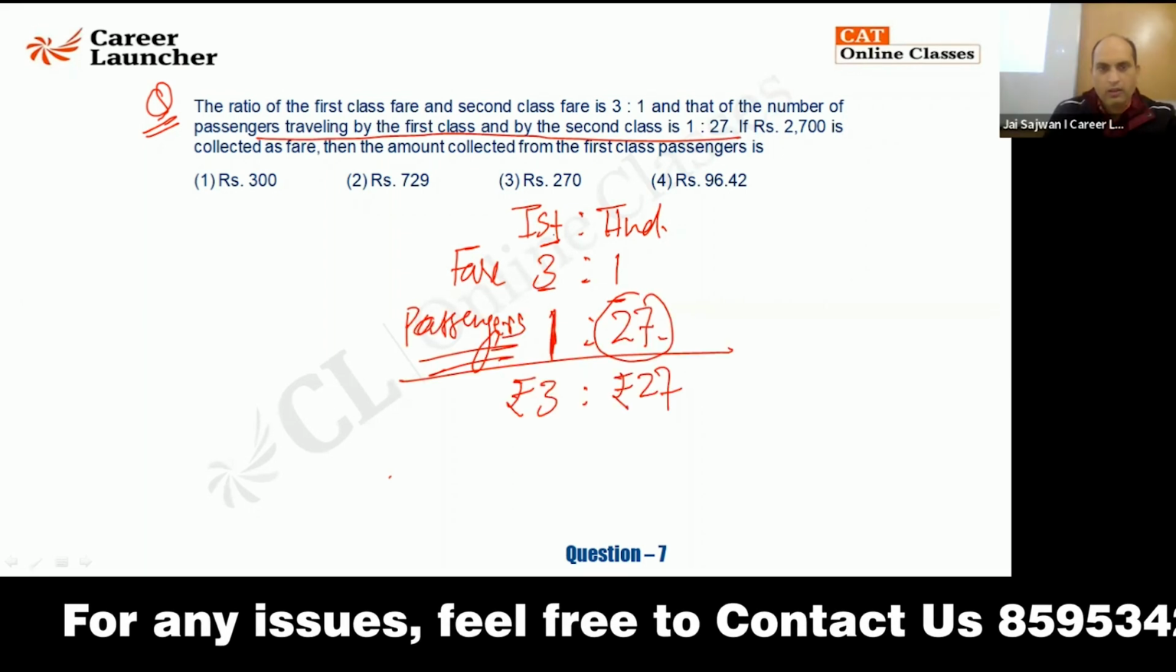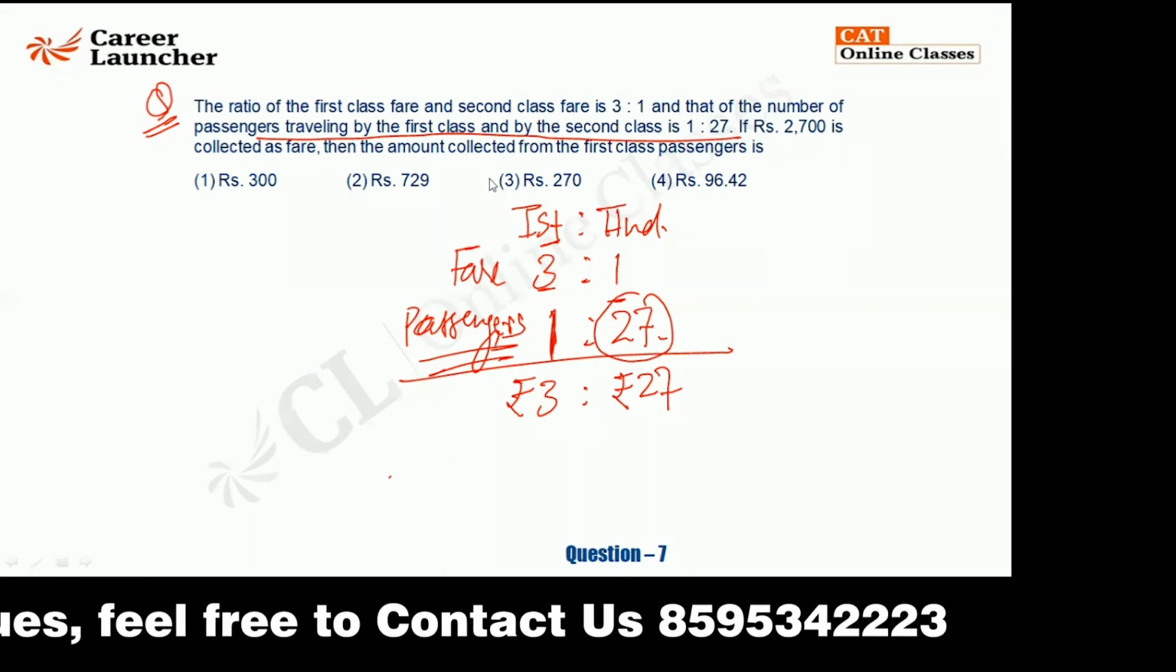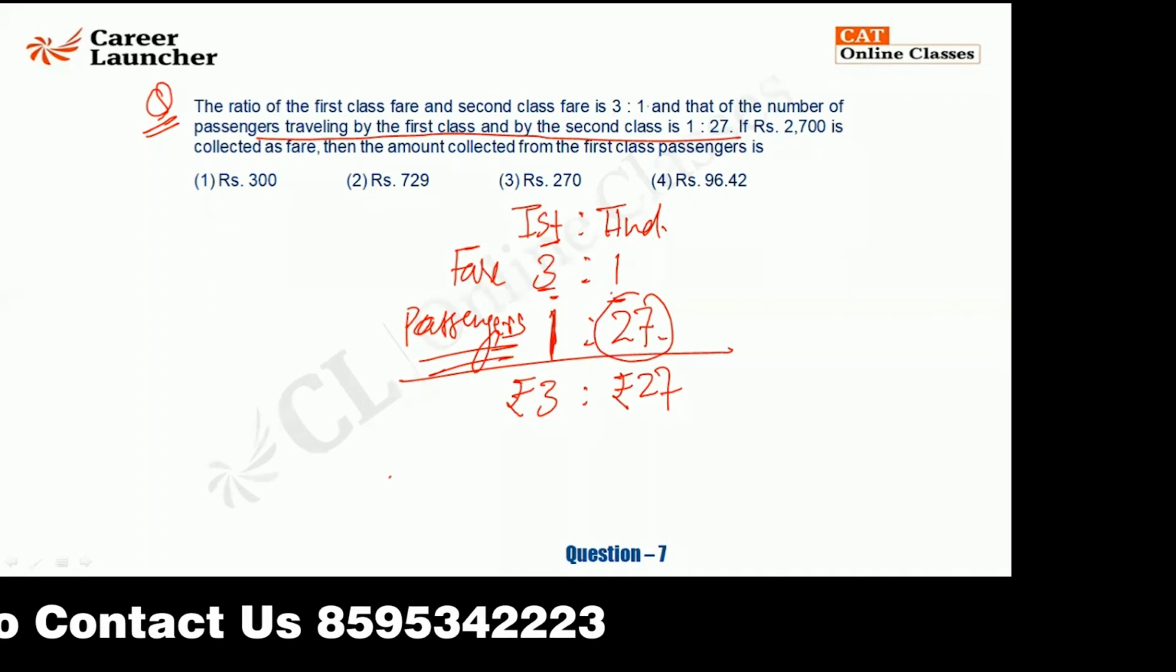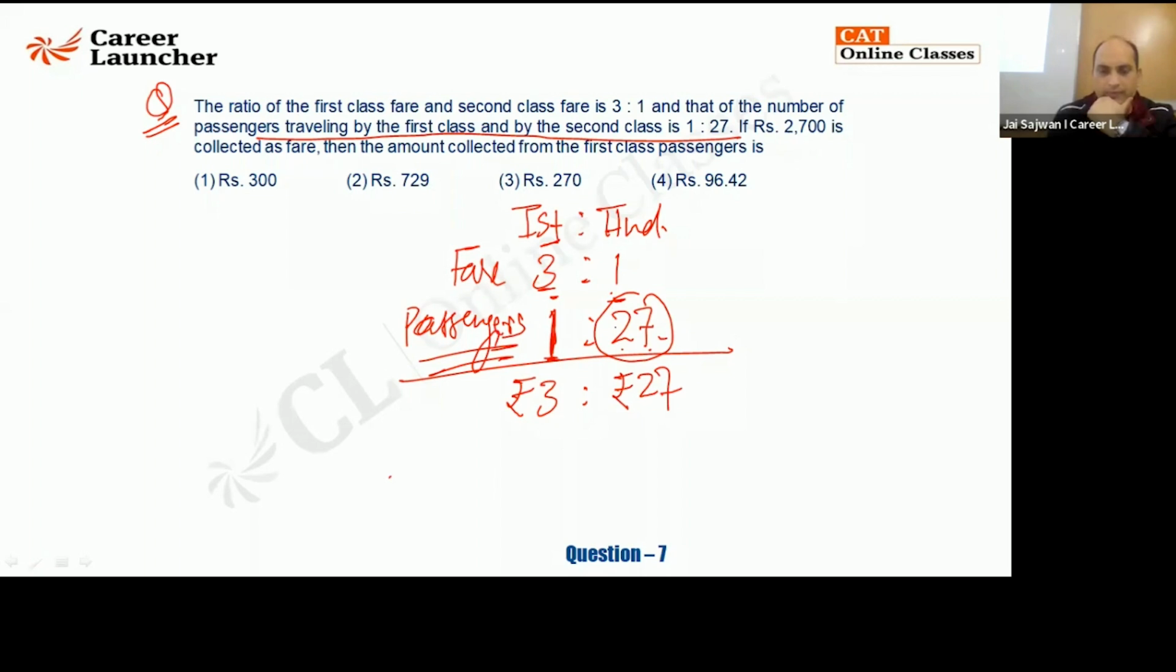Question. The ratio of the first class and second class, thank you, Ritika. Fare is 3:1, and the number of passengers traveling are in the ratio of 1:27. So if there is only one passenger who goes by first class, there are 27 passengers who are going by second class. Fine. So what is the total money that you will collect? If one passenger is going and he is going to pay 3 rupees, total money collected is 3 rupees. If 27 passengers are going by second class, they will collect 27 rupees. What is the sum of the money that you have got? It is 30 rupee ratio.